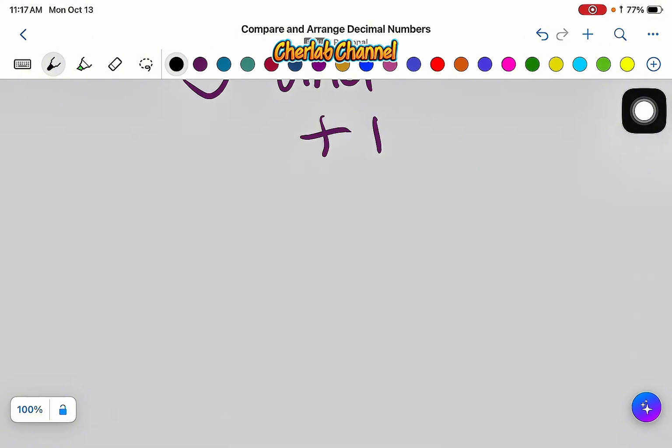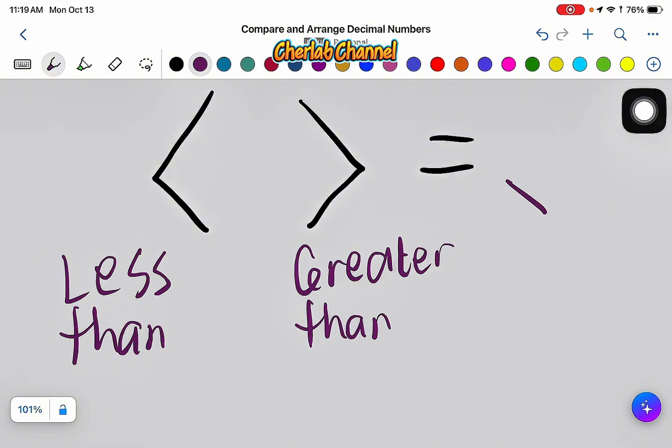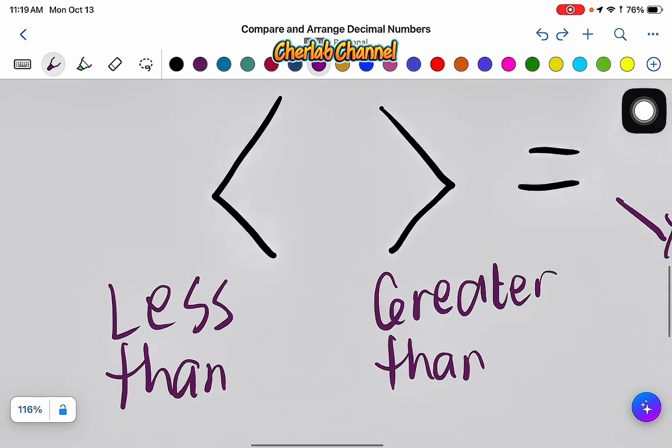Now, in comparing, we have these symbols that we use. So, this one is less than. This one is greater than. And this one is the equal sign. Now, the clue here is yung kanyang buntot. Kung saan nakatutok yung buntot, that would mean the number is low or lower.